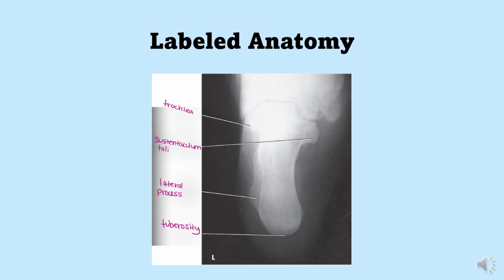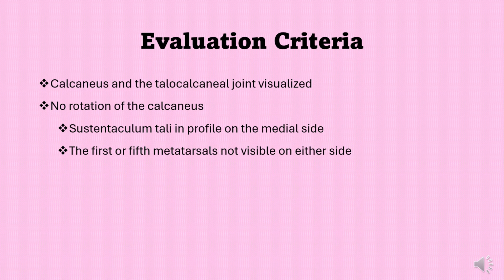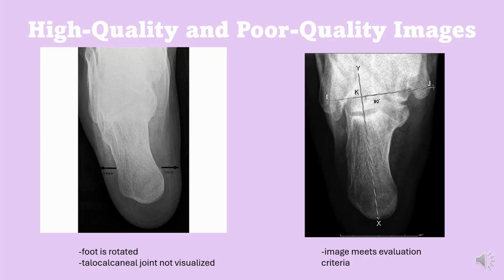The anatomy included on this projection is the trochlea, sustentaculum tali, the lateral process, and the tuberosity. The evaluation criteria for this projection is the calcaneus and talocalcaneal joint is visualized and that there is no rotation of the calcaneus. The image on the left does not meet evaluation criteria because the foot is rotated and the talocalcaneal joint is not visualized. The image on the right meets evaluation criteria.